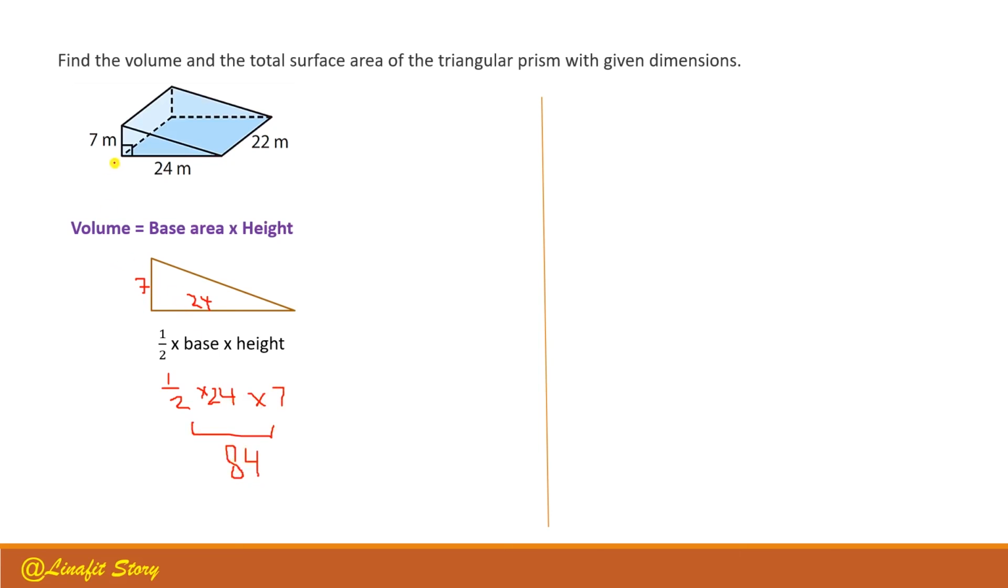Volume of the prism is base area times height of the prism. The height of the prism is 22 meters. So 84 times 22 is equal to 1,848 cubic meters.